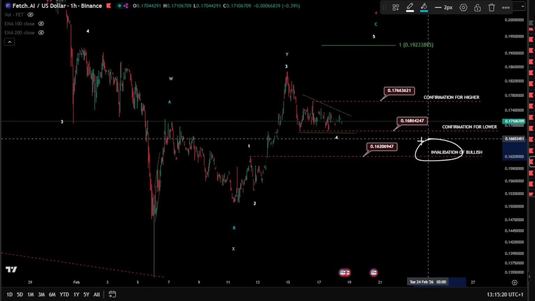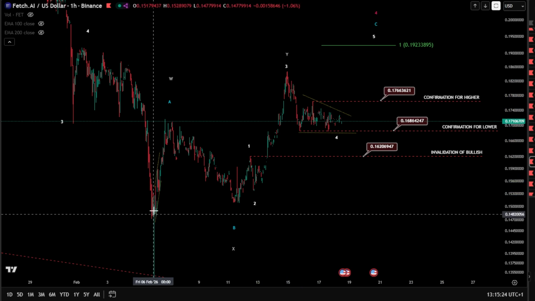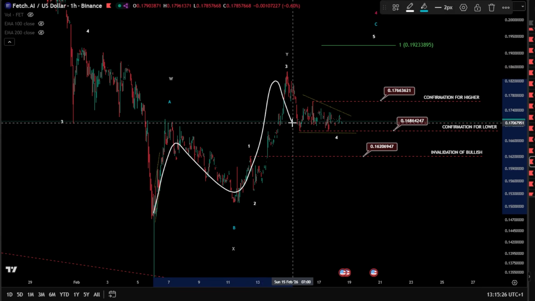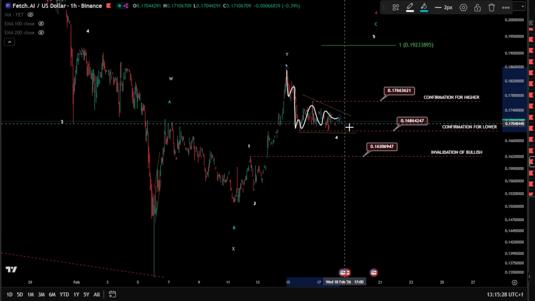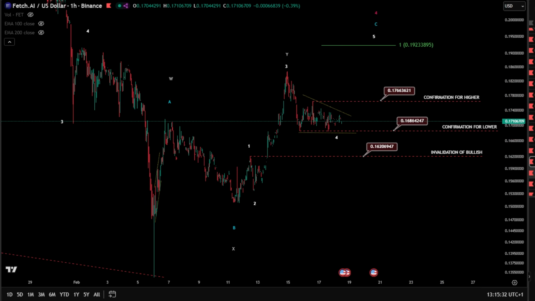Very tricky, no invalidation, very sideways. It can be 1, 2, 3, 4, 5, but it can also be finished as a WXY impulse downward. So key levels are the most important thing to watch right now.